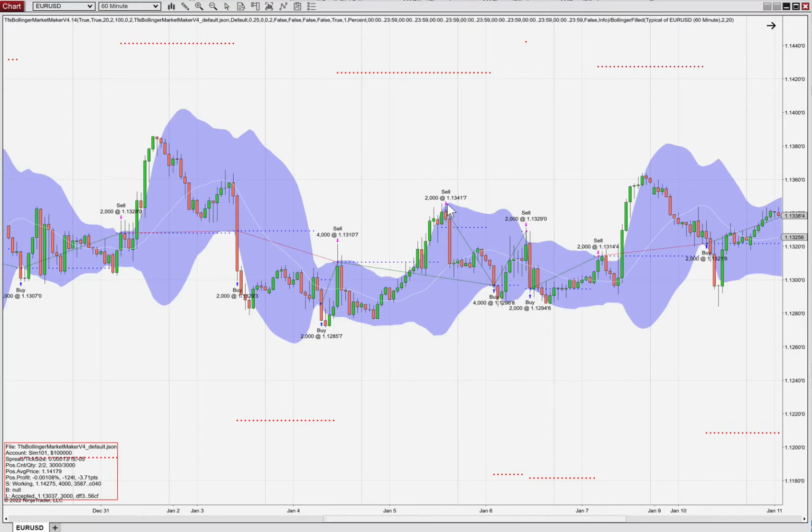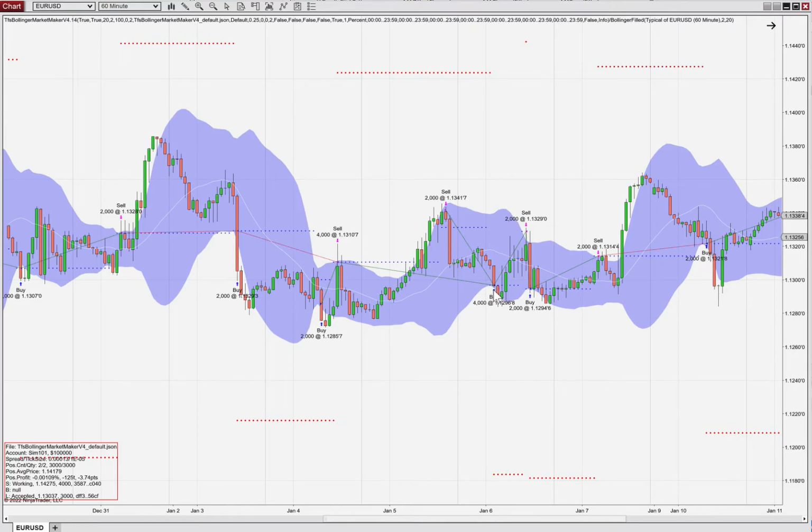Oh, sorry, I forgot this one. So it basically opened the second position up here, a second short. It's basically this 0.25% we have configured. So it goes short again with 2,000 shares, and if it hits the lower Bollinger Band, it sells all the 4,000 shares at once.